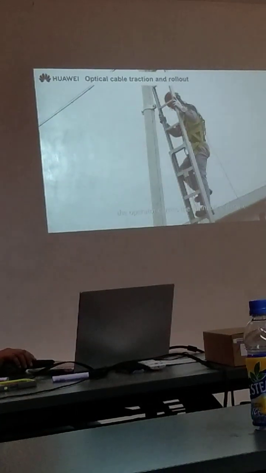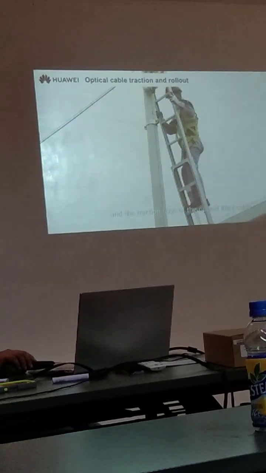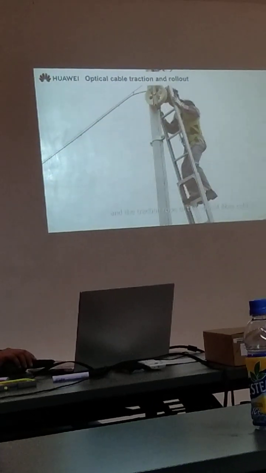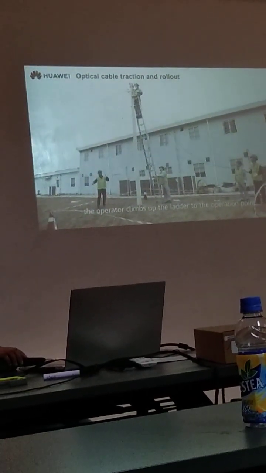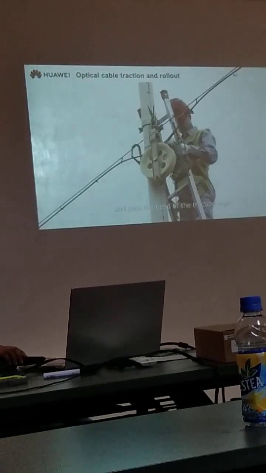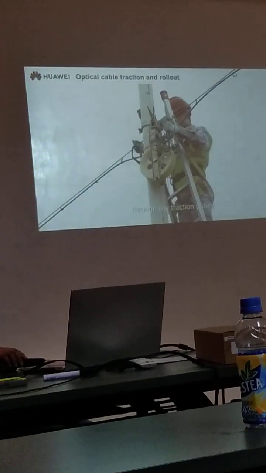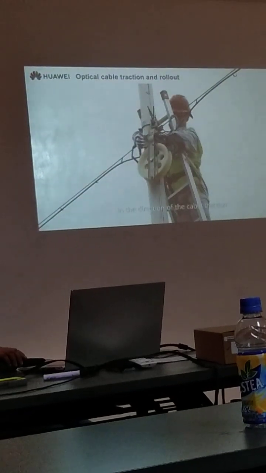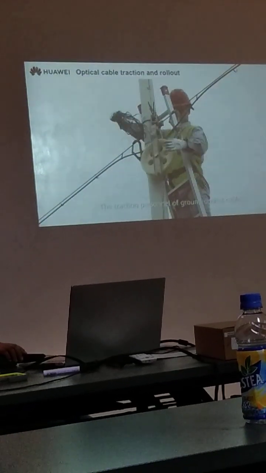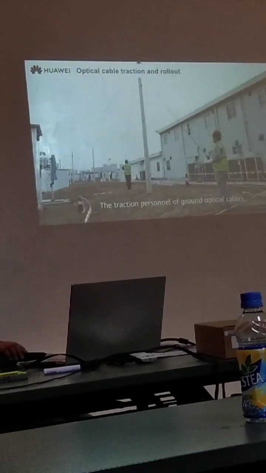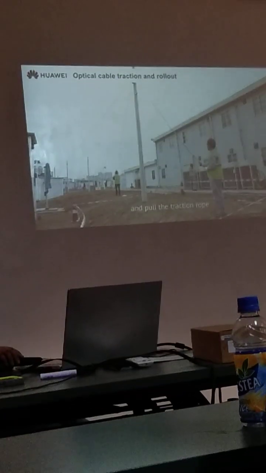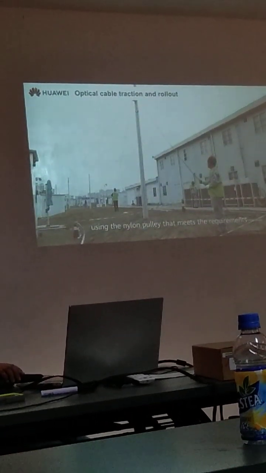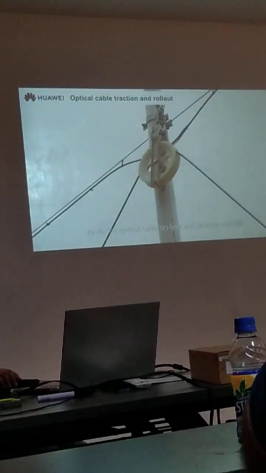First, the operator carries the connecting detent and the traction rod of the optical fiber cable, which is under control of the ground personnel. The operator climbs up the ladder to the operation point and passes the head of the traction rod through the traction pulley in the direction of the cable traction. The traction personnel of ground optical cables should keep the proper traction angle and pull the traction rod using the nylon pulley that meets the requirements to do the optical cable online and straight traction.